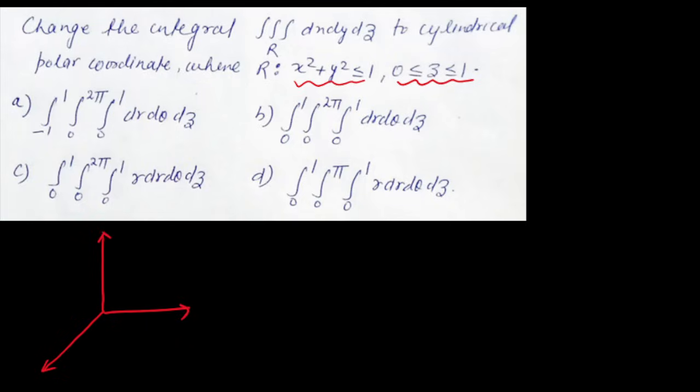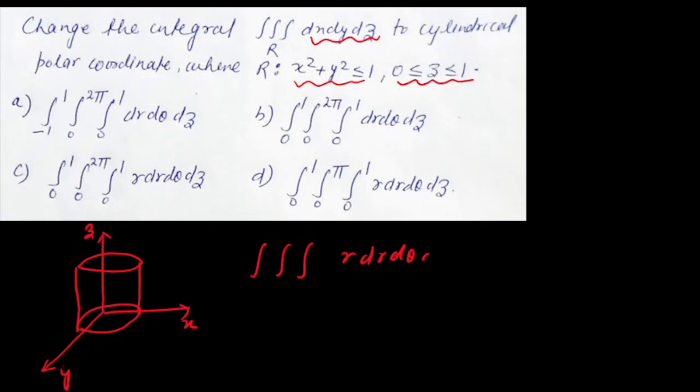So if I call this axis the x-axis, this the y-axis, and this the z-axis, the region is given by x squared plus y squared less than or equal to 1. So we have a cylindrical region, something like this. If we have to cover this cylinder, then what will be the limits? First of all, dx dy dz will be changed to r dr d theta dz, where r is the Jacobian of the transformation.